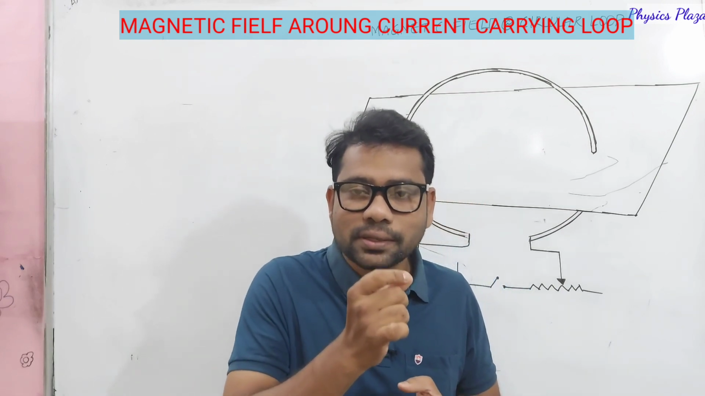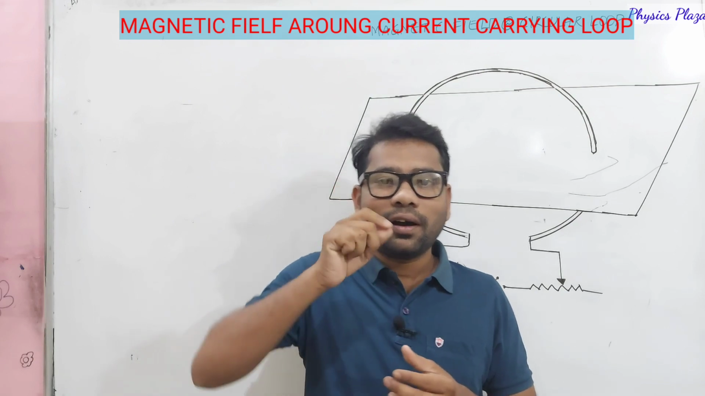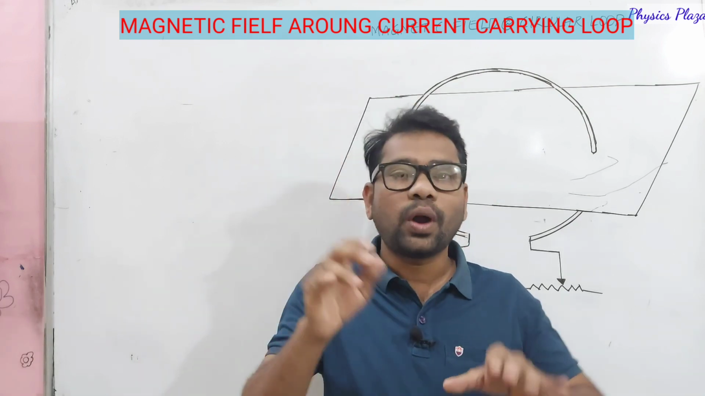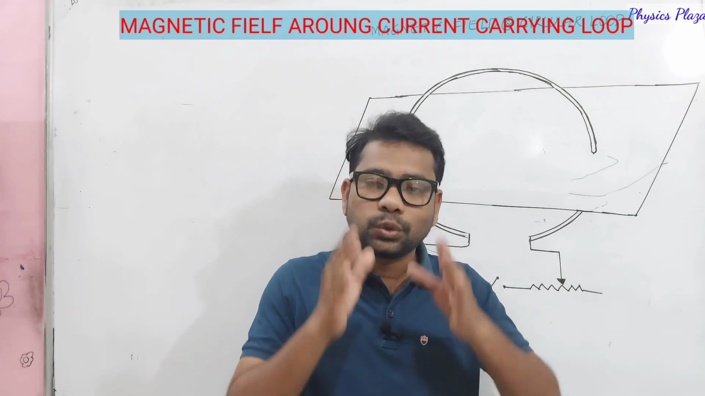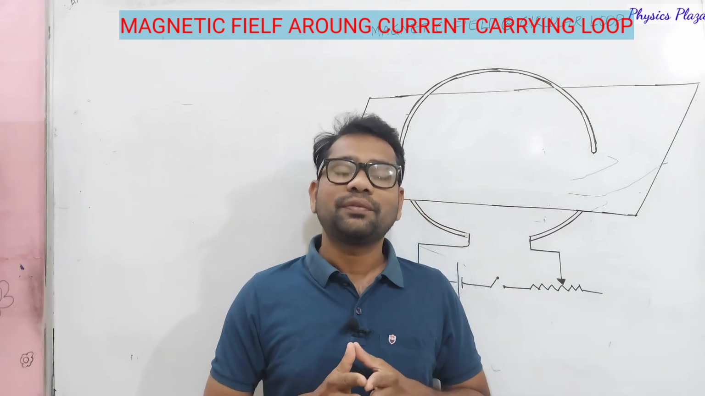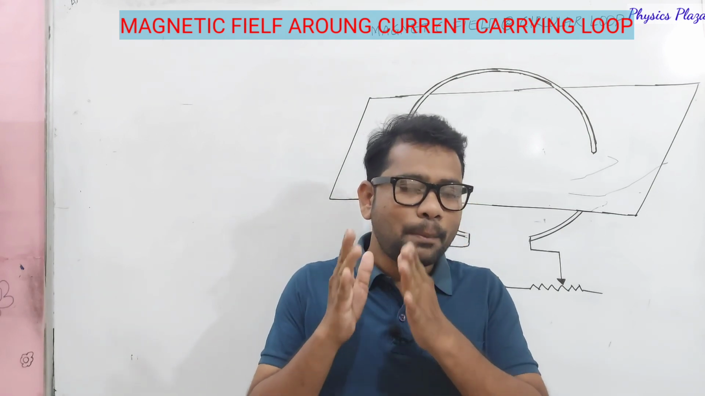Whenever current passes through a wire, children, that wire might be a straight wire or a circular wire, whatever it may be. If current passes through a conductor, a wire, or a coil, definitely there would be a magnetic field.